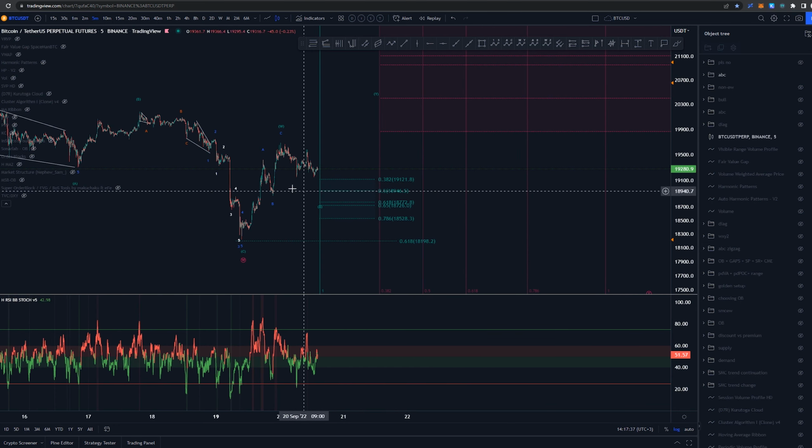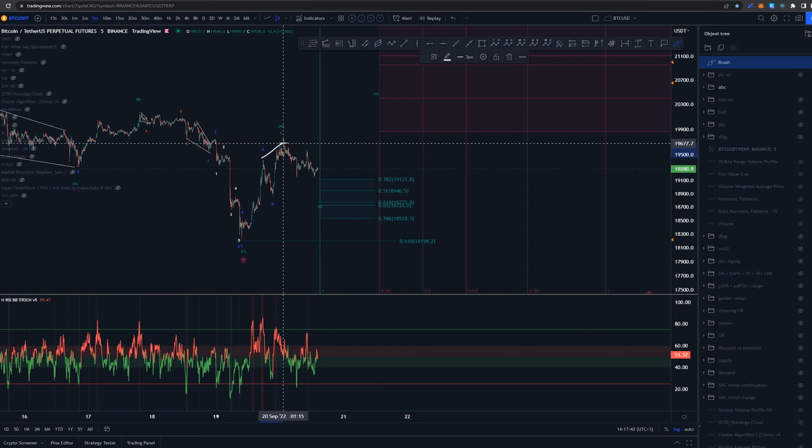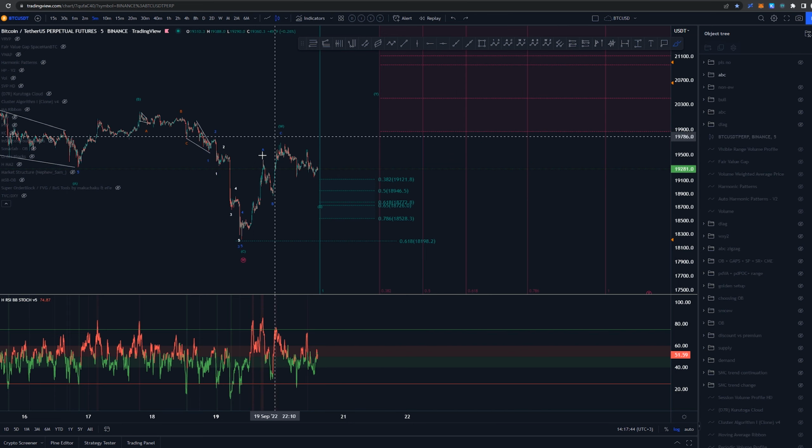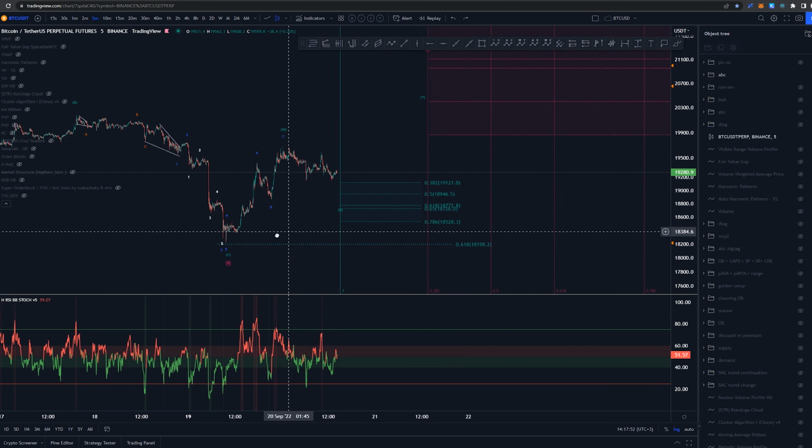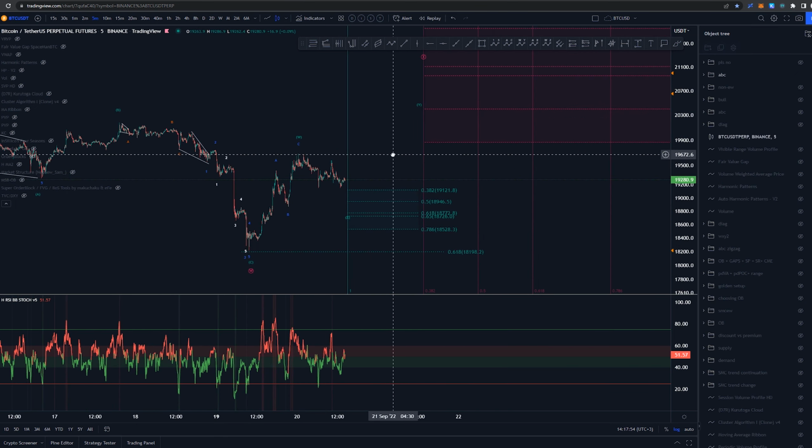I don't think this is a 5-way structure, although we do have that divergence between the A and C, and that is typically expected as well. But I just don't see a good, clear 5-way structure in here, so that's why I'm still thinking that this is an ABC instead. But yeah, that's just me.